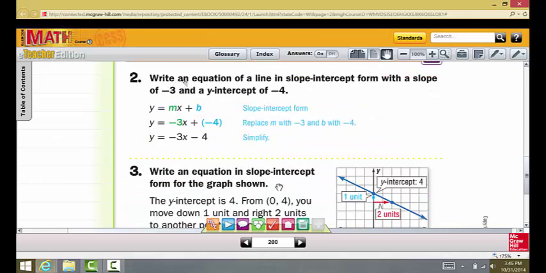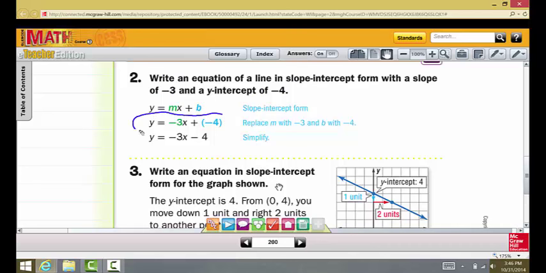Now let's take a look at example number 2. Write an equation of a line in slope-intercept form with a slope of -3 and a y-intercept of -4. So in other words, in problem number 2, they're asking you to do the exact opposite thing they asked you in problem 1. In this case, they're giving you the slope and they're giving you the y-intercept, and you need to put it into the equation. And remember that the slope, -3, needs to go right here in our equation, and the y-intercept, -4, needs to go right there in our equation.